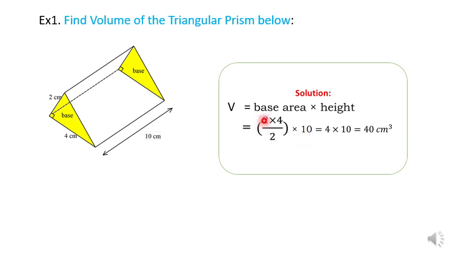You simplify it, 2 and 2, and you will have only 4 left. So 4 times 10 equals 40 centimeter cube. So the volume of this prism equals 40 centimeter cube. Okay, so simple, right? Okay, let's go to example 2.